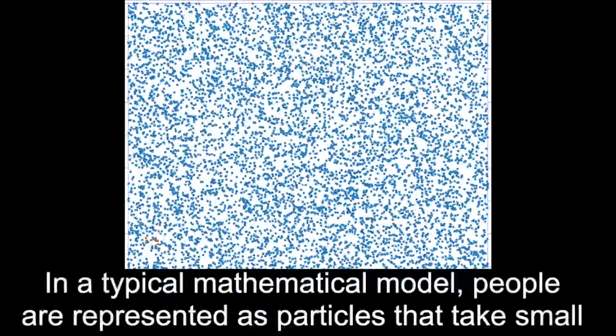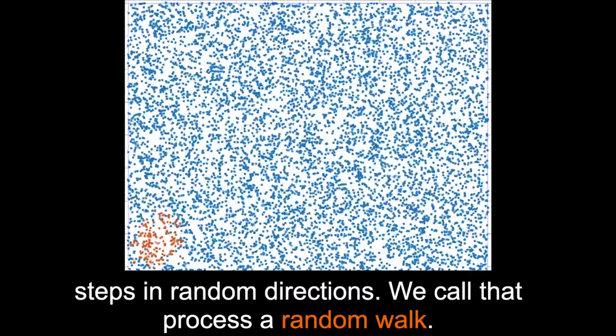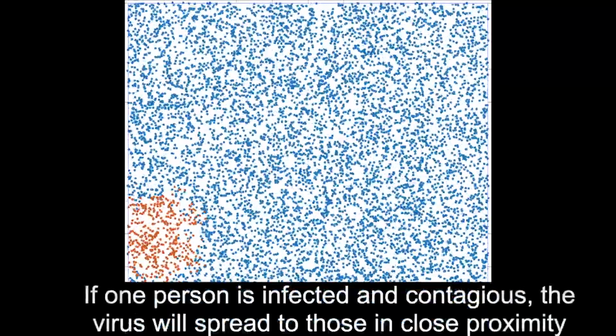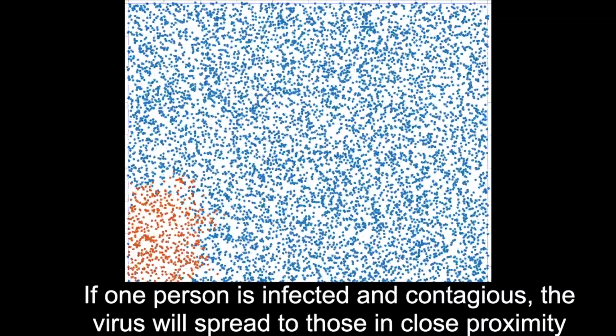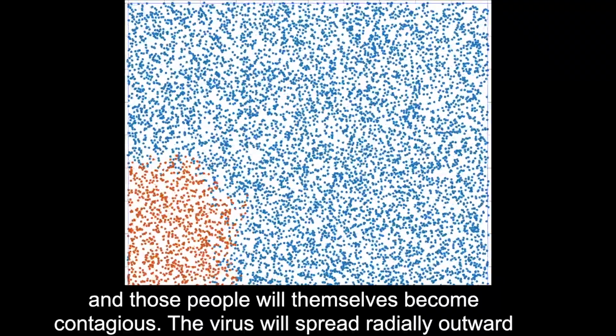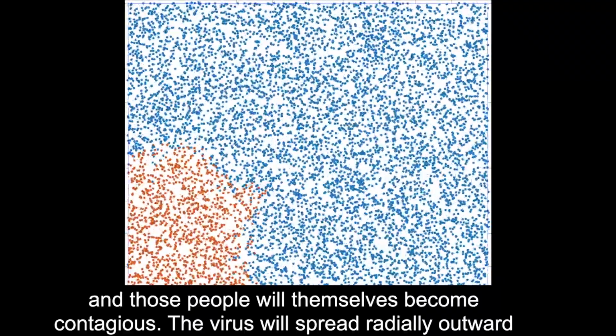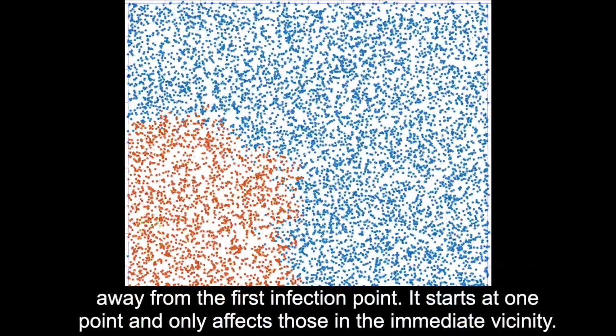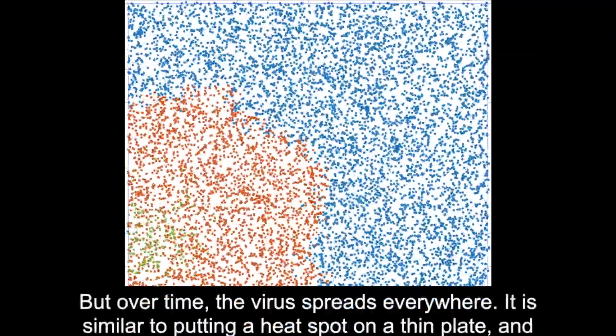In a typical mathematical model, people are represented as particles that take small steps in random directions. We call that process a random walk. If one person is infected and contagious, the virus will spread to those in close proximity, and those people will themselves become contagious. The virus will spread radially outward away from the first infection point. It starts at one point and it only affects those in the immediate vicinity. But over time, the virus spreads everywhere.